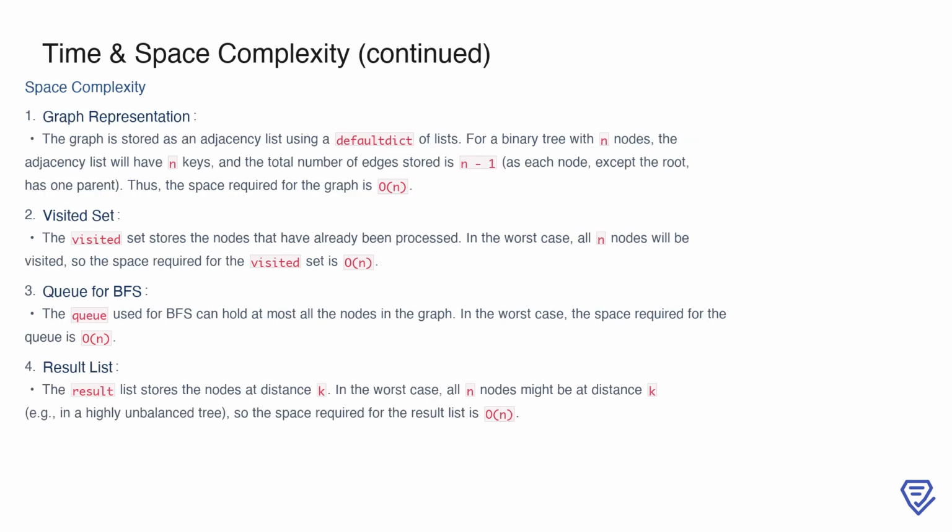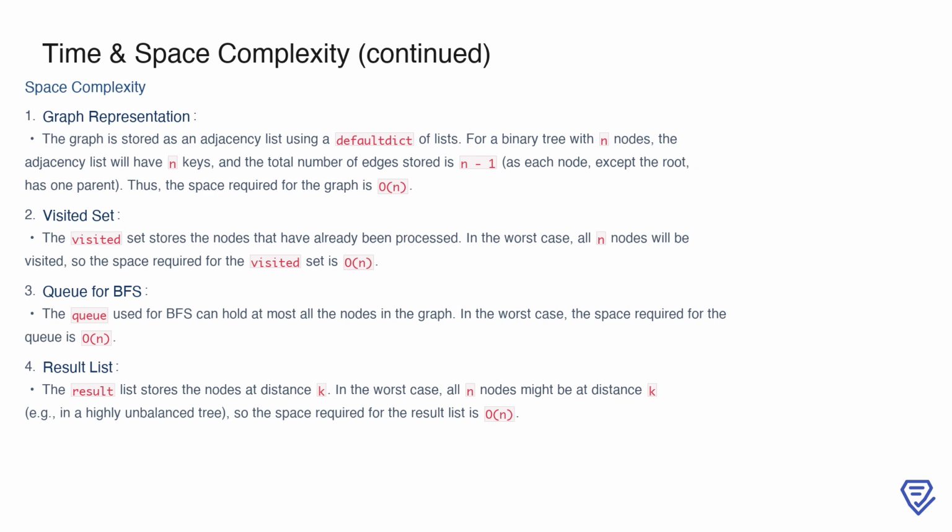Now let's analyze the space complexity of this approach. First, we consider the graph representation. Using an adjacency list stored in a defaultdict, we allocate space for n keys corresponding to the nodes, and n-1 edges for the parent-child relationships. This requires O(n) space.